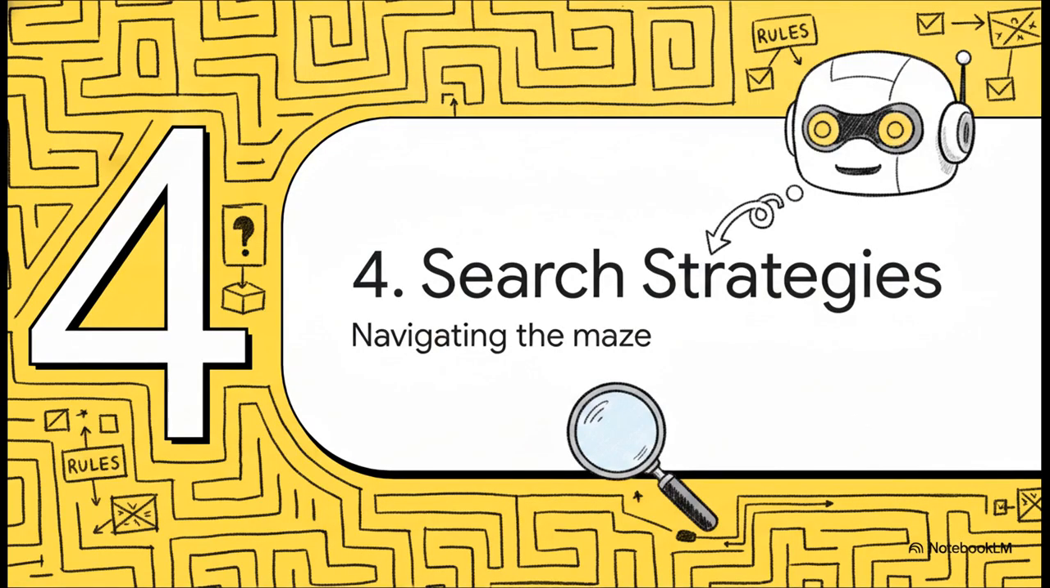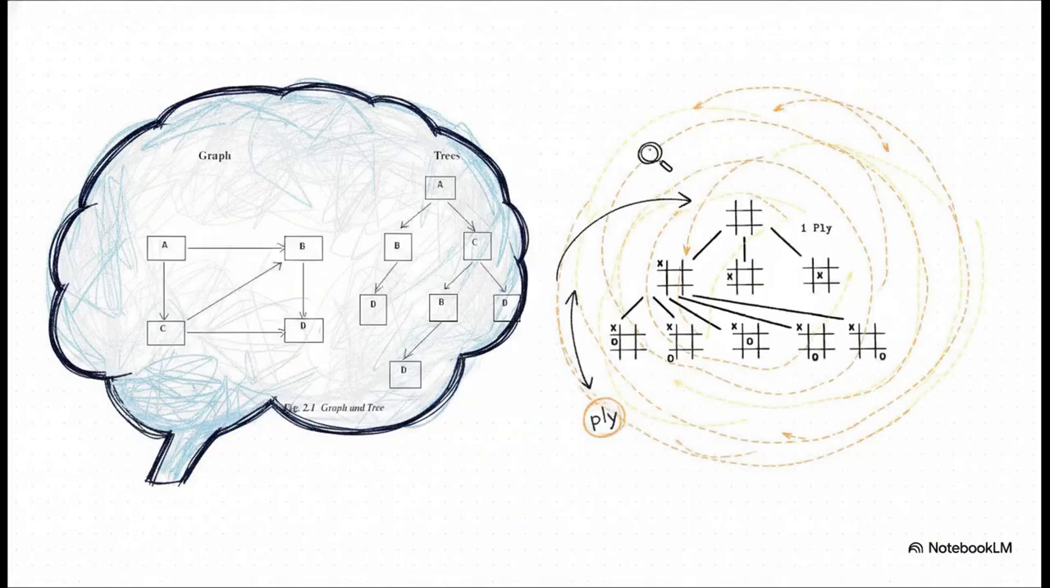Which brings us to part 4, navigating with search strategies. Basically, how does the AI navigate the maze? Having a list of rules is great and all, but in complex problems, if you apply every single rule, you instantly create thousands of overlapping possibilities.